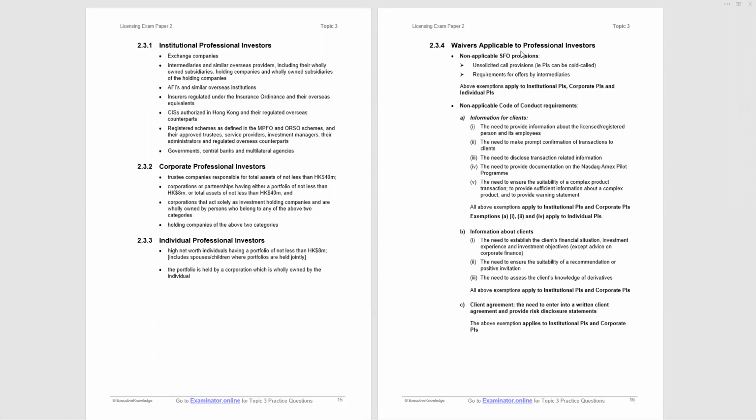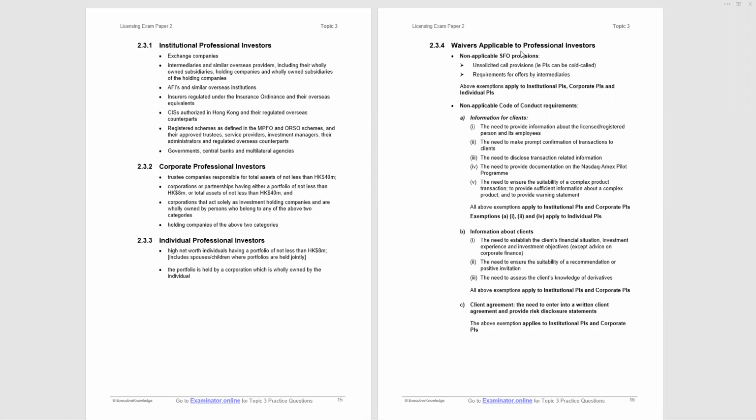And then individual professional investors, high net worth individuals having a portfolio of not less than 8 million Hong Kong dollars, which is just over $1 million US. It is not, in this day and time, that much. Now, what's in brackets is extremely important. Includes spouses, children, where portfolios are held jointly. What it does not include is parents and siblings.